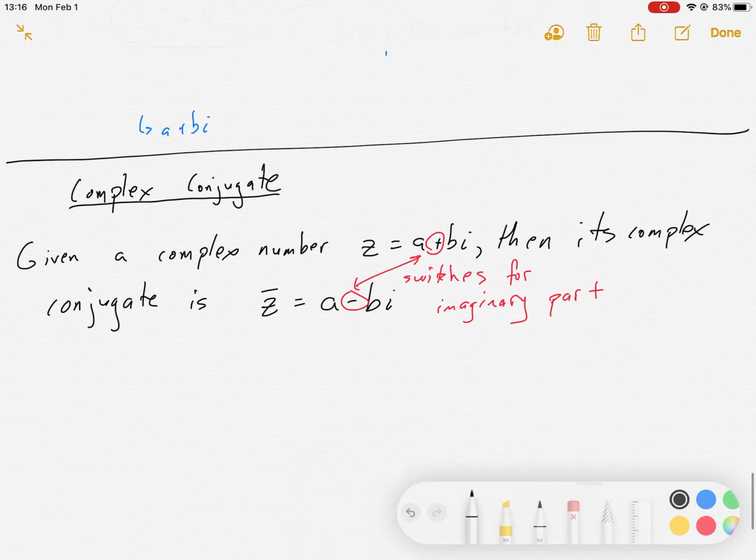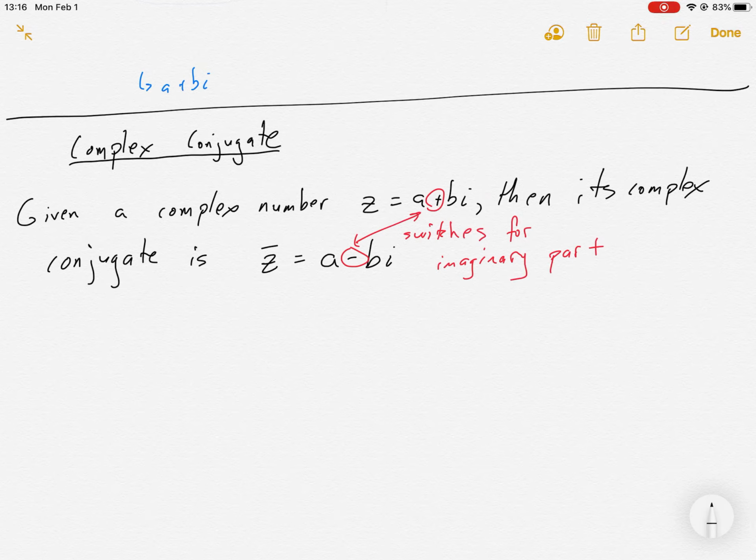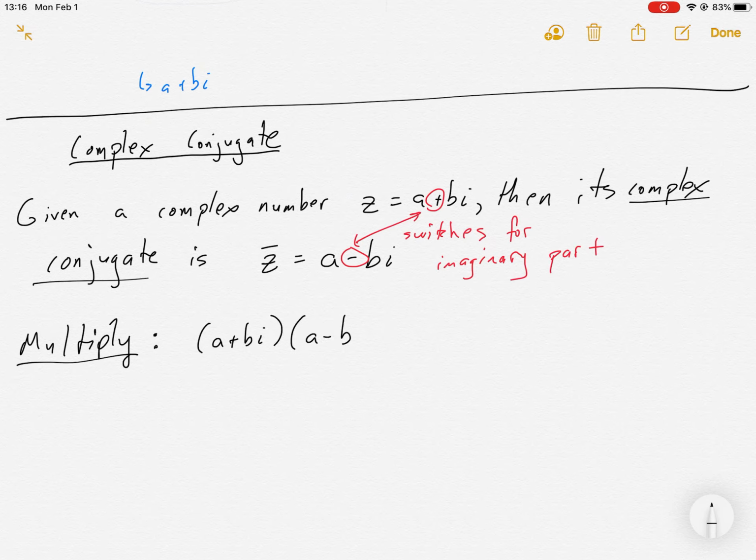Now, the same goes for the opposite way. So if you started with a minus bi, then the complex conjugate would be a plus bi. Now, here's why this is useful. If we were to multiply a complex number by its conjugate, so let's go ahead and multiply a plus bi times a minus bi.